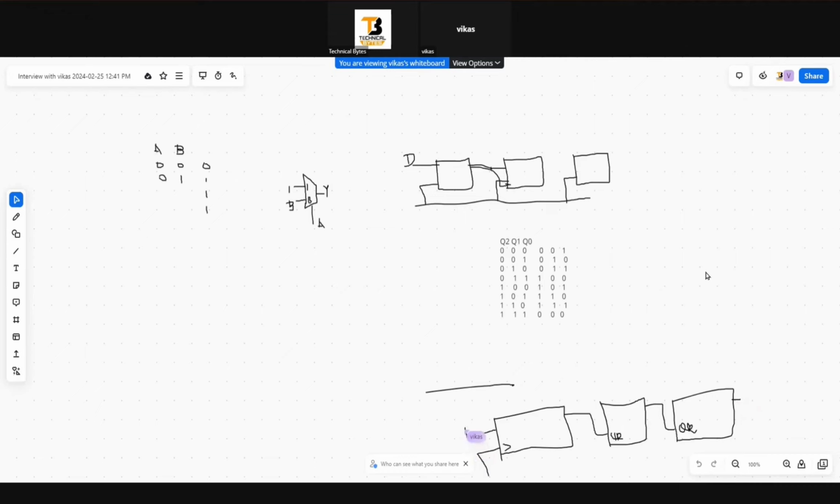Yes, sir. Okay, can you explain its functionality? Why did you connect the output to the clock? Okay. So what will happen is whenever this counter is changing its value, which is MSB and which is LSB? This will be LSB. You are right. And this will be the MSB. Okay.